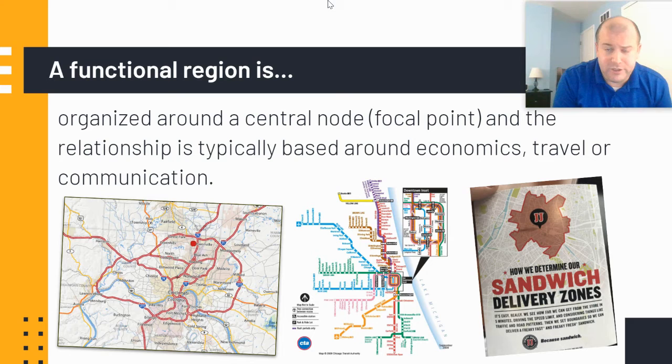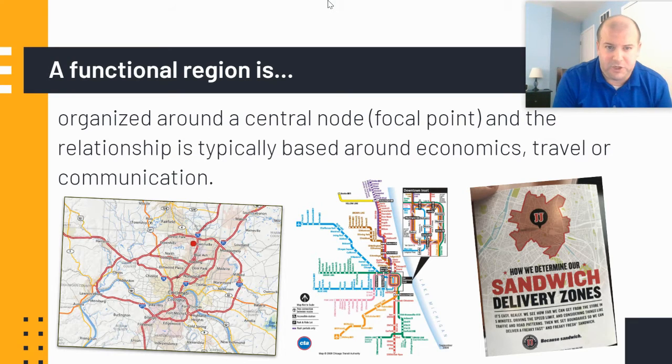Now, functional regions are organized around some central node or focal point. And the central node could deal with economics, it could deal with travel, it could deal with communication. And this is what separates functional regions from formal regions. I could describe a formal region such as a country and not identify any central node. When I'm describing a functional region, I'm always going to mention that central node or that focal point.